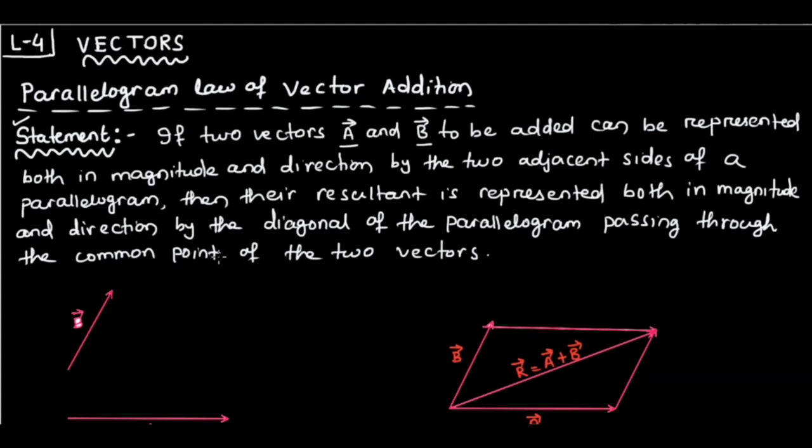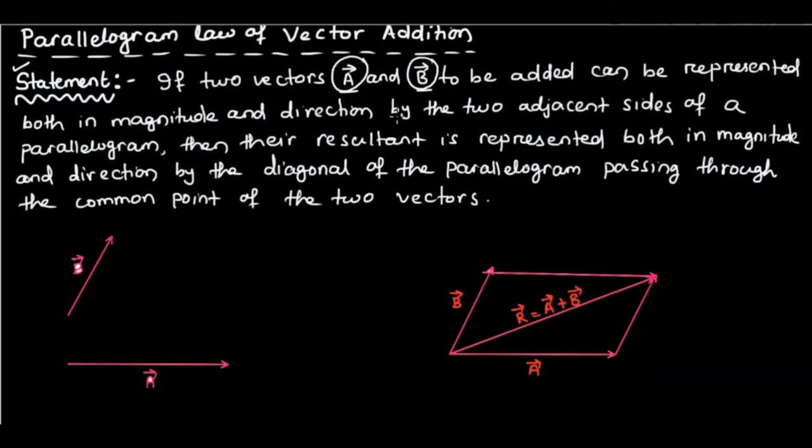Suppose we want to add two vectors A and B using the parallelogram law of vector addition. Then what do I have to do? Suppose this is vector A and this is vector B. We know that the length of the vector represents the magnitude and the arrowhead represents the direction. So these are the two vectors, and I want to add them using the parallelogram law. First, I have to rearrange the two vectors as the two adjacent sides of a parallelogram. Just look at the diagram here.